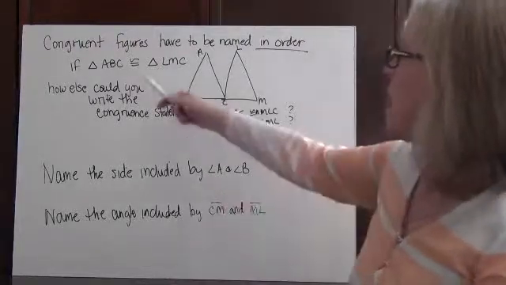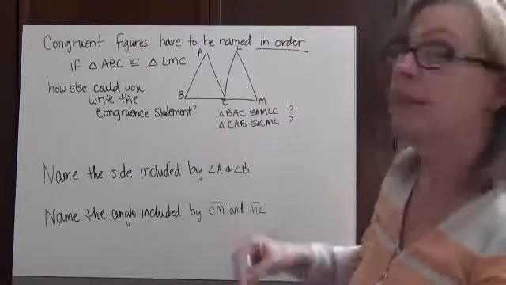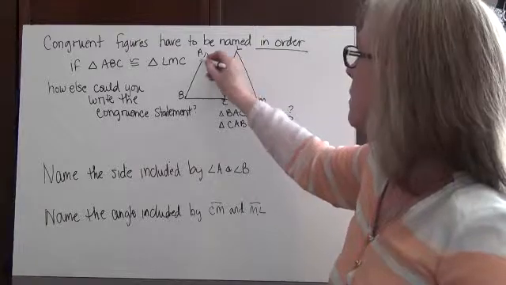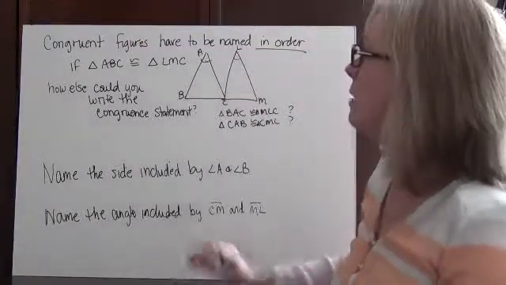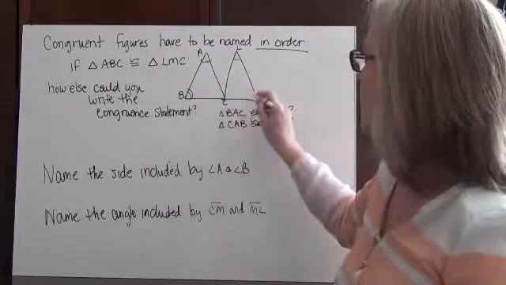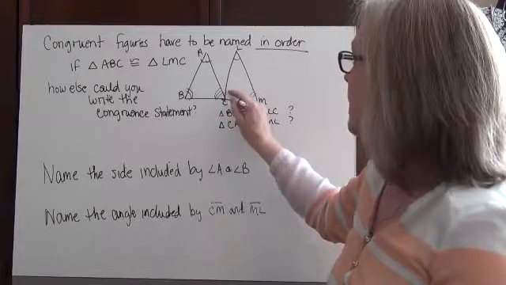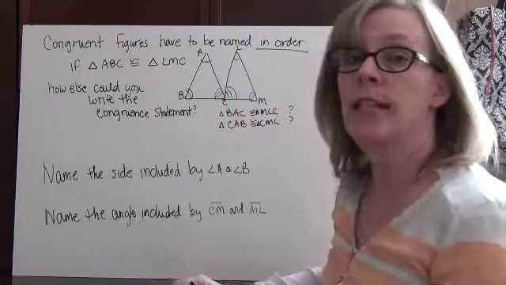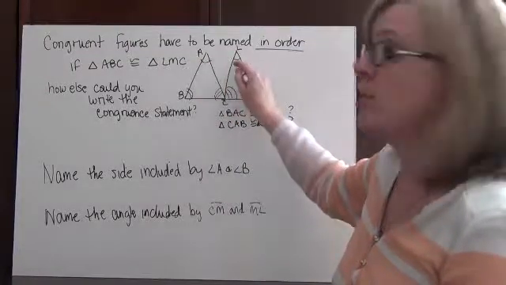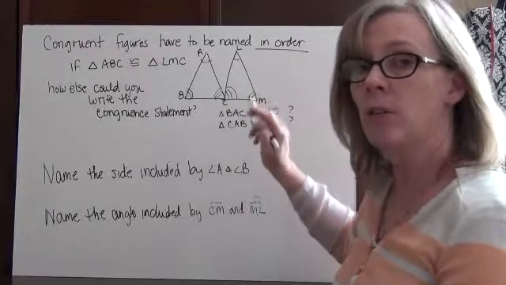For example, I have triangle ABC is congruent to LMC. Because of the name, they've told me that angle A is the same as angle L. They've told me that angle B is the same as angle M. And they've told me that angle C this way is the same as angle C this way. Now notice the tick marks, or the arc marks. One arc mark up here matches one over here. Two on this angle matches two on this angle.